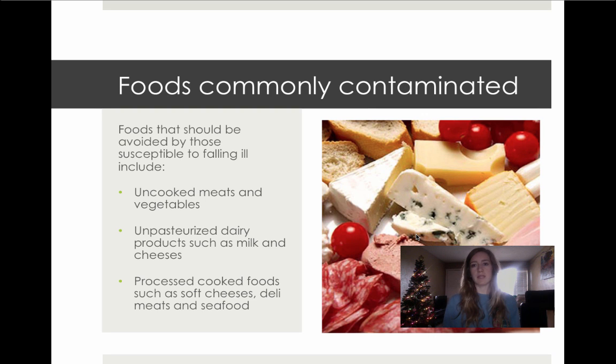So foods that are commonly contaminated with this, and should be avoided by those who are susceptible to falling ill, are uncooked meats and vegetables, unpasteurized dairy products such as milk and cheeses, and processed cooked foods such as soft cheeses, deli meats, and seafood. You think, okay, well, cooking would kill the bacteria, and it does, but if the L. monocytogenes comes in contact with any equipment from the factory or any processing machinery from, say, a hot dog plant, the bacteria can survive for unprecedented amounts of time just on that machinery.